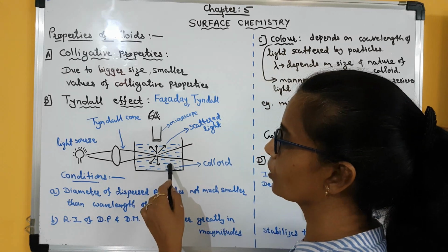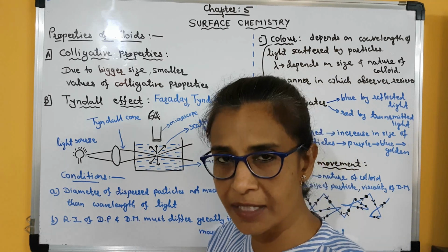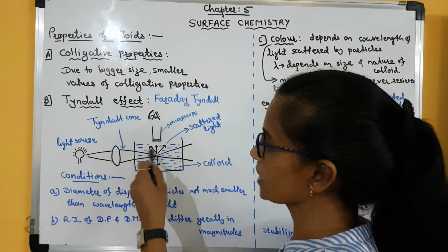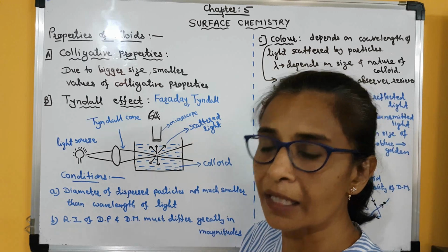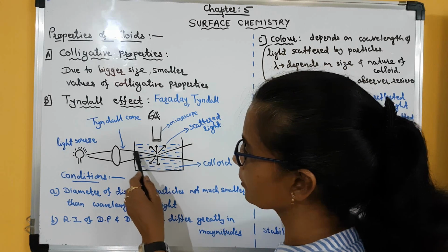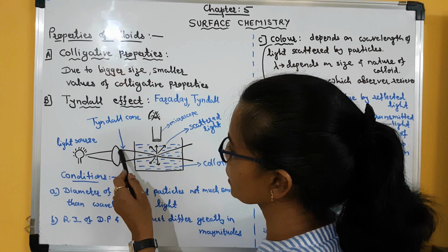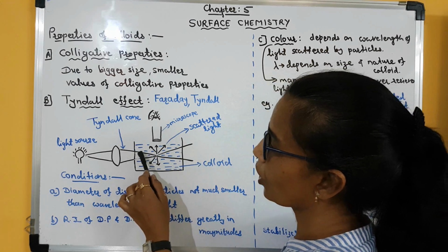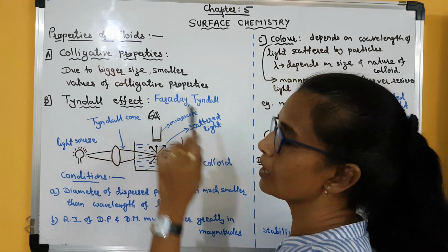Because in the colloidal solution the particles are comparatively bigger in size, so they can scatter the light. Clear? So due to the scattering of the light by the colloidal particles, the path of the light, the beam of the light, will appear blue in color. So now here you can see this type of cone is obtained. This cone or this illuminated path of the light is known as the Tyndall effect.